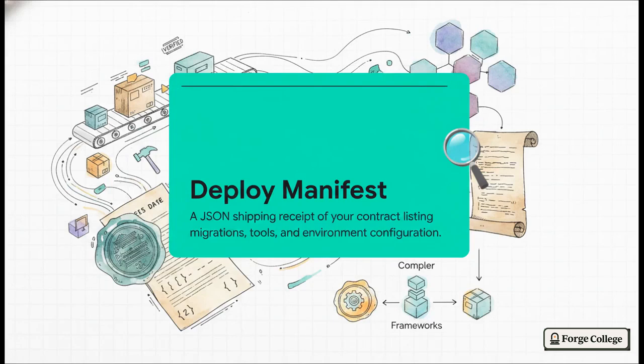Just to clarify, a deploy manifest is basically the official shipping receipt of your smart contract. It proves to the inspector exactly what was shipped and how it was built. It's stored in JSON format, usually right there in your artifacts folder, and it tells the complete story of your deployment, right down to what compiler versions and frameworks you used.